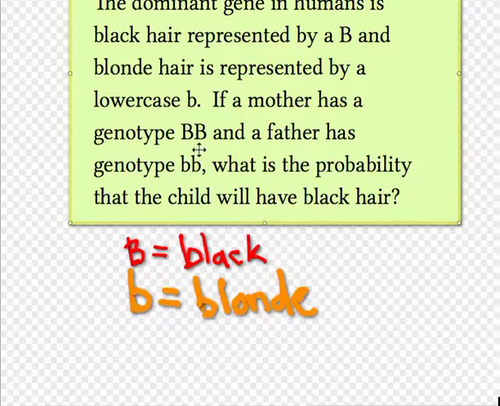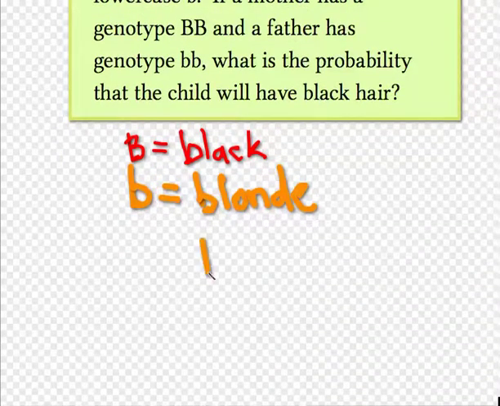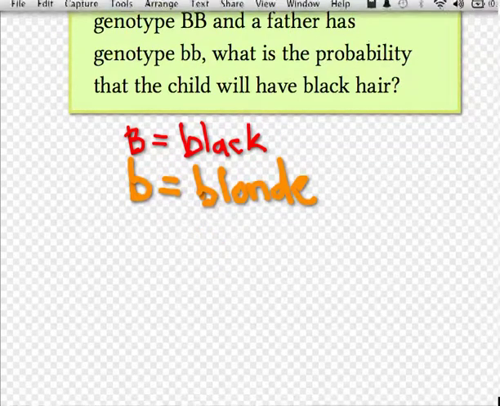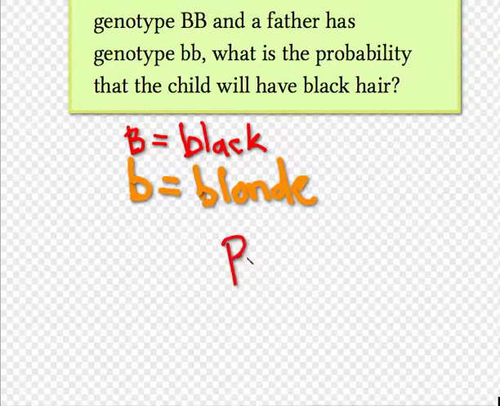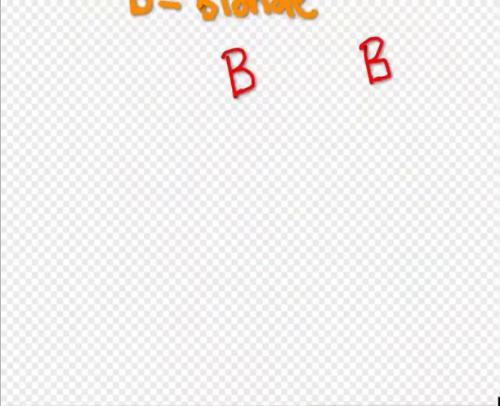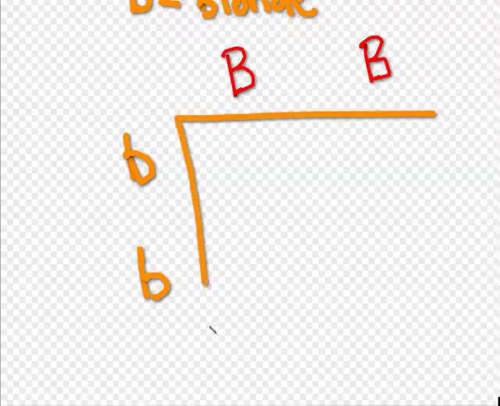If a mother has a genotype BB and a father has a genotype bb, what is the probability that the child will have black hair? So the mom is BB, so we'll do B, B. And the father is bb, so let's do lowercase b, lowercase b. And then we draw the Punnett square around it.